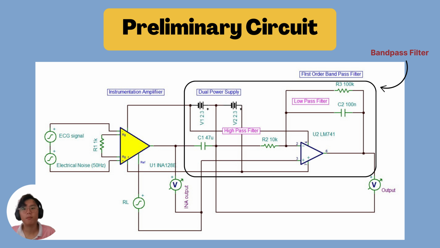We also have a bandpass filter in our circuit. The bandpass filter is implemented in two stages, which are the high-pass filter and the low-pass filter. The components used in the high-pass filter are a 47 microfarad capacitor and a 10 kilo ohm resistor. So the cutoff frequency of this filter will be 0.34 Hz. For the low-pass filter, the components that we use are a 100 nanofarad capacitor and a 100 kilo ohm resistor. So the cutoff frequency will be 15.92 Hz. Thus, the frequency range of the signal that is allowed to pass the filter is from 0.34 Hz to 15.92 Hz. The noise and artifacts which are out of the range will be removed and prevented from being present in the ECG signal.